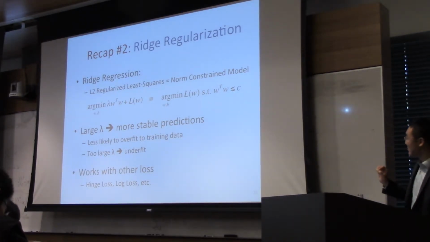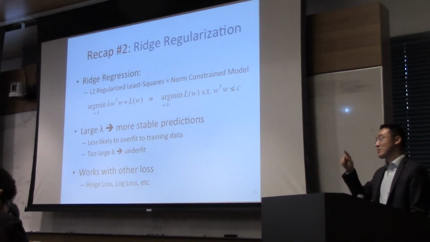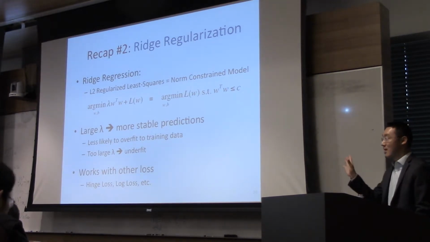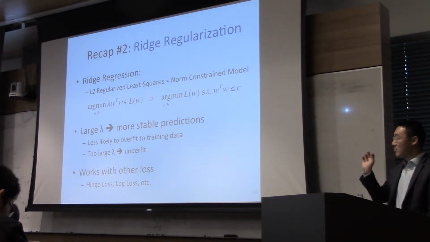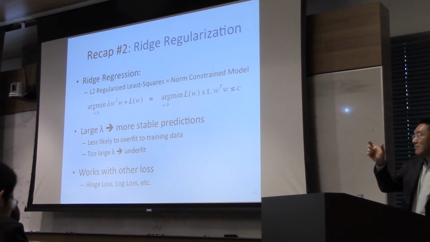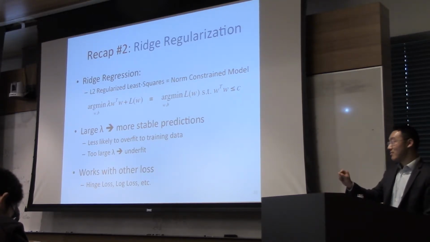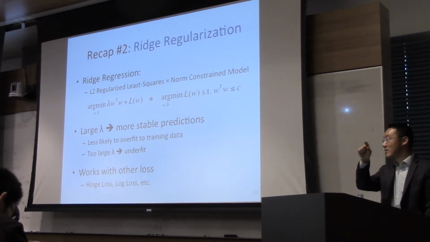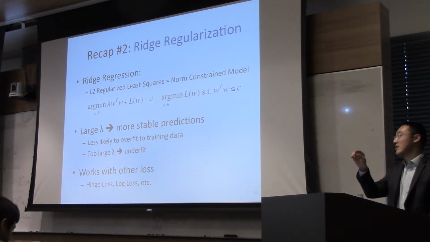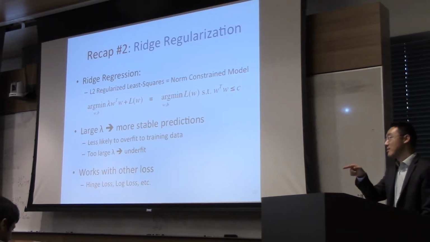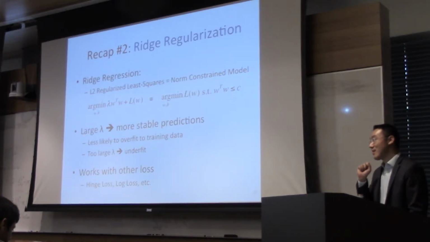So the closed form solution for least squares regression is (XX transpose) inverse X Y transpose, something like that. And when you do ridge regression, you just add a ridge, a diagonal term, to the closed form solution. So you add this matrix, which is a diagonal identity matrix times lambda, and they call that a ridge.